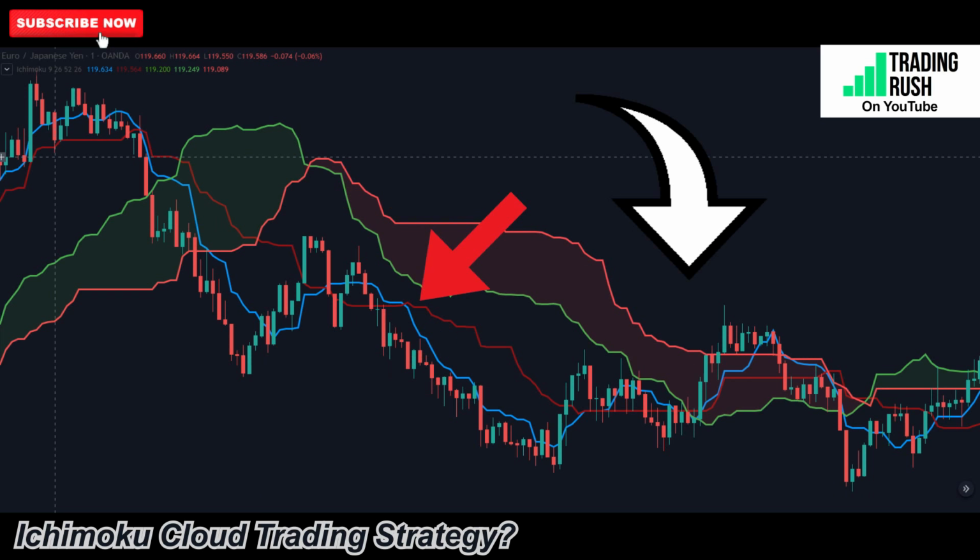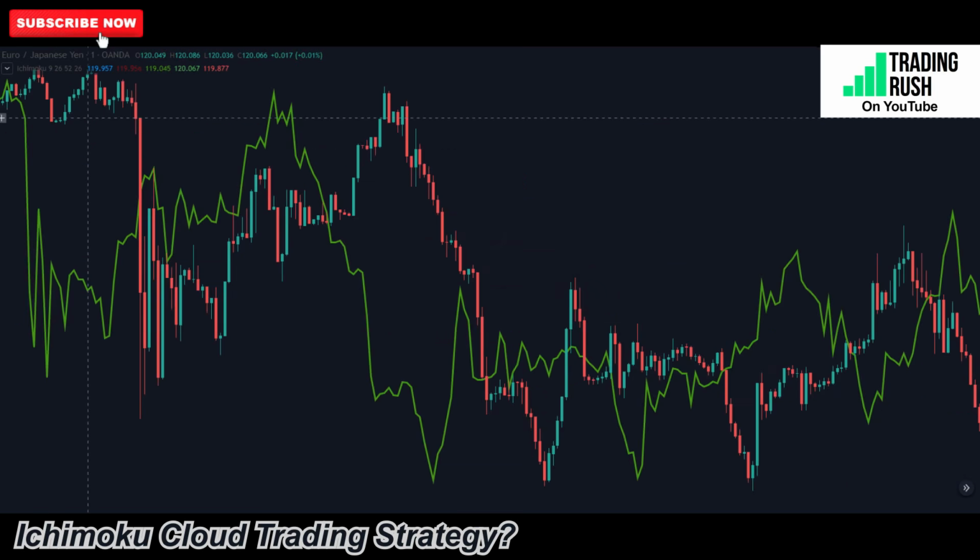Our entry would have been at the crossover of these lines. As you can see, the market went down after giving that crossover. Let's see how to use the lagging span.